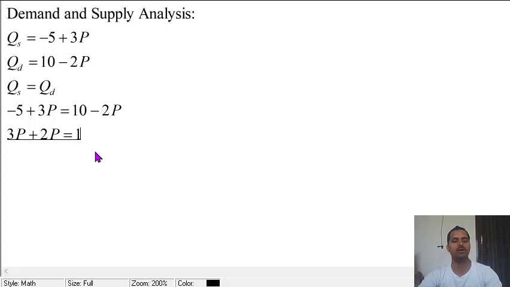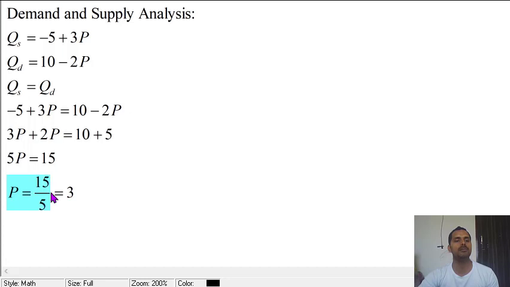And now here we already obtained, and if this 5 changes its sign, it becomes plus 5. Now you can solve it easily. 3P plus 2P is equal to 5P, and 10 plus 5 is equal to 15. Further solving it, you will find P is equal to 15 by 5, and this equals 3. It means our equilibrium price is 3. This is the equilibrium price in the market.